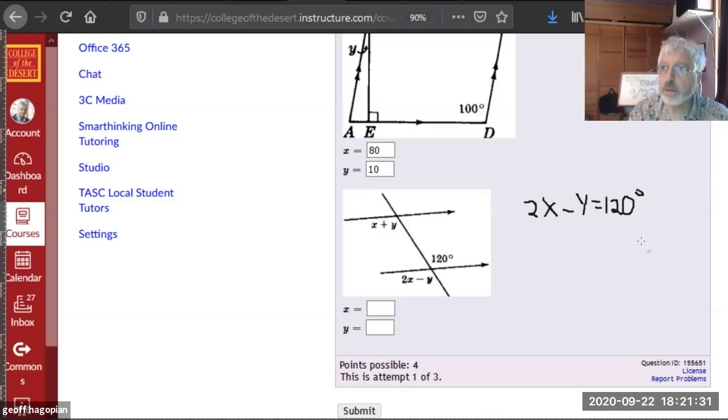And in algebra, we learned, I guess I should just say 120, right? Never mind the degrees. As a number, 2x minus y is the number 120. Now, are these parallel lines? They don't really make that clear. I guess the arrow on each one indicates that those are parallels, right? So that means what? That corresponding angles are congruent, which means that x plus y is also 2x minus y. Are we good with that?